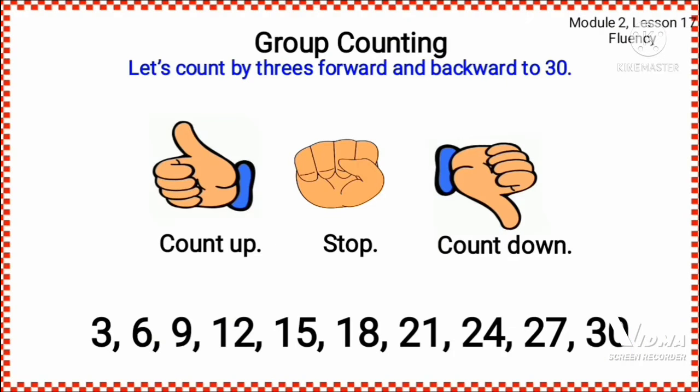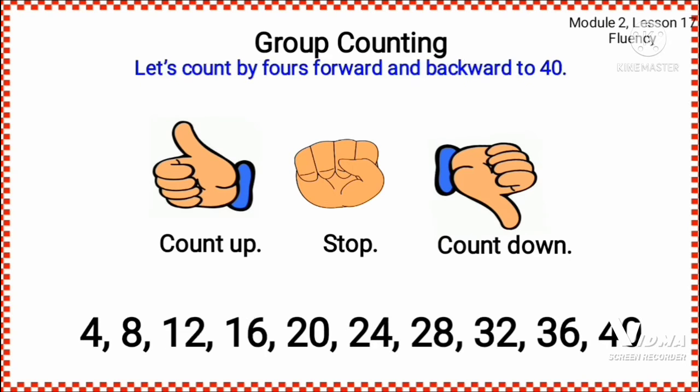First, let us play a game. Group counting game. We'll skip count in threes, fours, fives. Let's start with threes. Let us skip count in threes to 30. That is the same as a 3 times table. Let's go. 3, 6, 9, 12, 15, 18, 21, 24, 27, 30. Fantastic. All right, let us count along now as we count by fours.